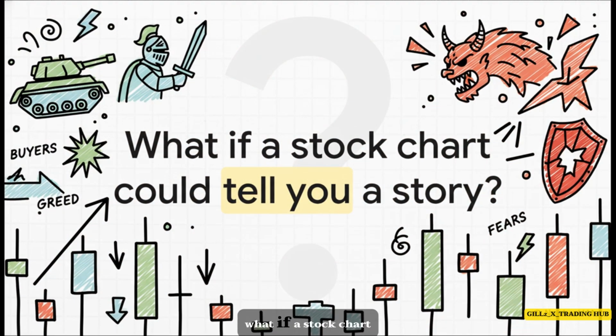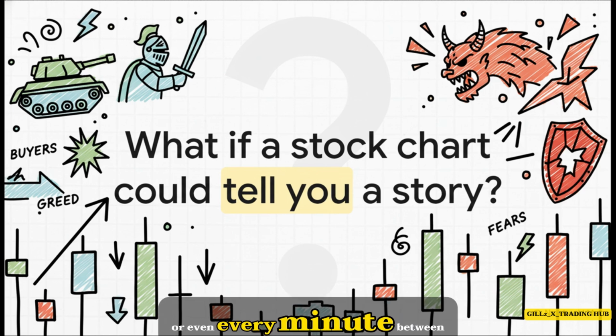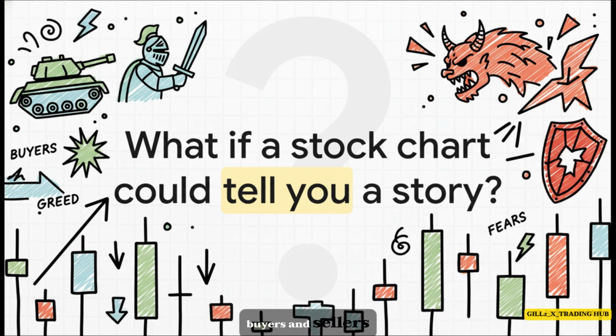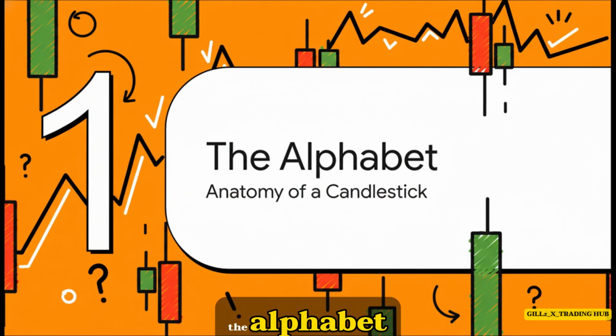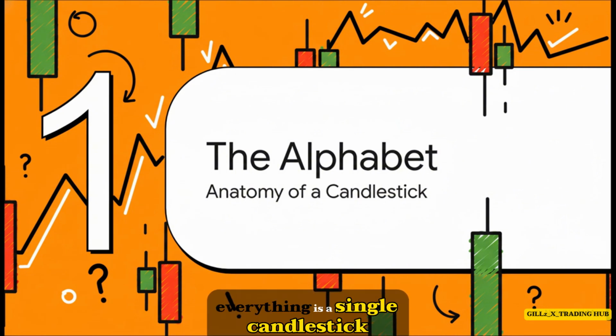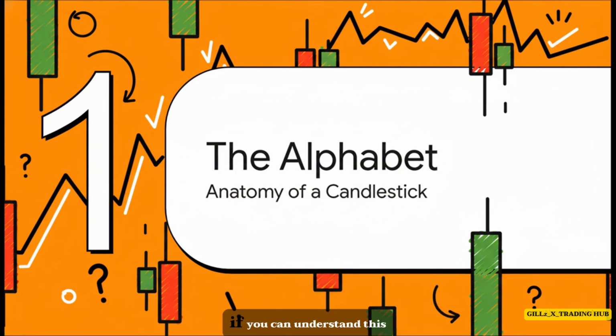Think about it. What if a stock chart wasn't just some random, jagged line? What if it was actually a story? A story of a battle fought every single day, or even every minute, between buyers and sellers, between fear and greed. Well, it is. You just have to know the language. And, like any language, you've got to start with the alphabet. For us, the most basic letter, the absolute building block of everything, is a single candlestick. If you can understand this, you can understand the rest.